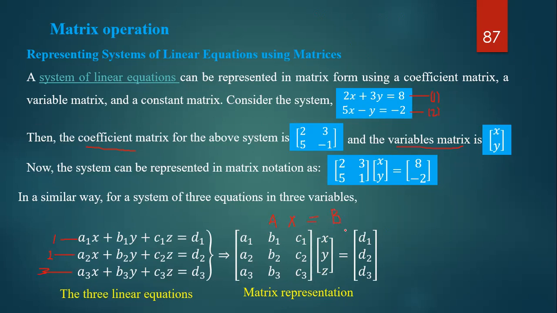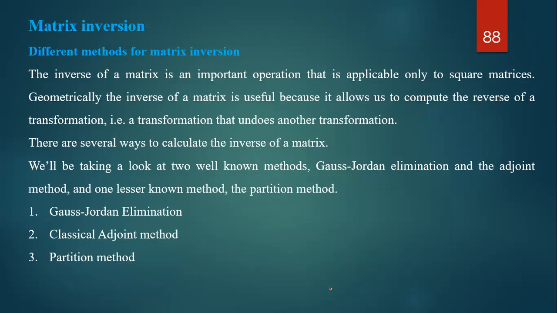X is equal to B. B is this matrix, X is this matrix, and A is this matrix. So AX equals B in matrix form. Our aim is to find the unknowns X and Y, so we must invert the matrix A.